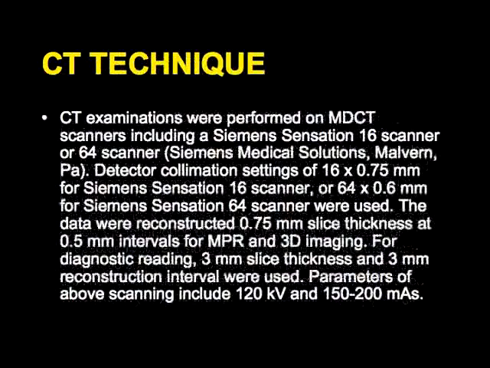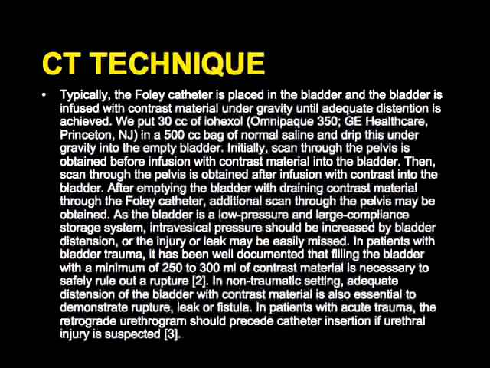So typically we'll do it on a 64-slice scanner, and we'll go with the thin collimators, 0.6 collimators, 0.75 millimeter slice thickness, reconstructed at 0.5. So we're having isotropic data sets. Scan parameters, you're through the pelvis, so you need to have a little bit higher dose to get good quality, but typically 120 kV and 150 to 200 mAs, depending on the patient. Now what you want to do, as I mentioned a moment ago, is distend the bladder. So we put a small Foley catheter in the bladder, and then we drip contrast under gravity into the bladder.